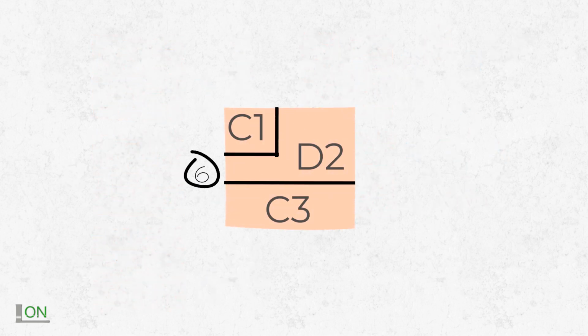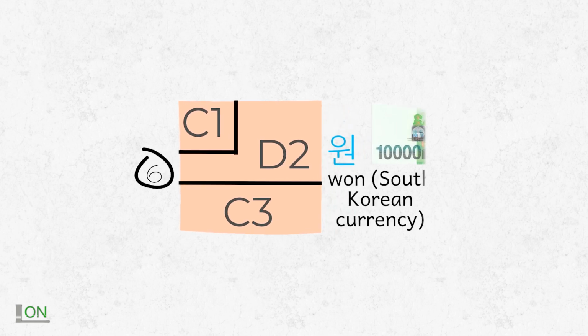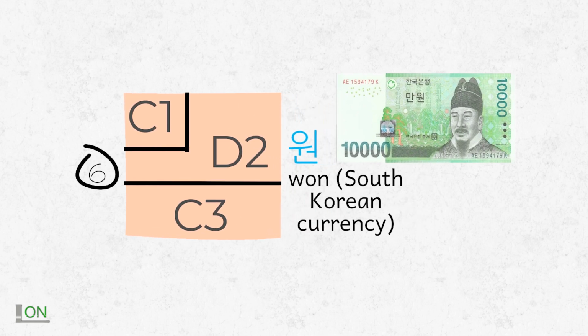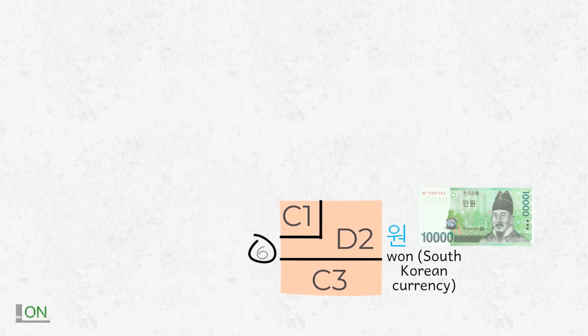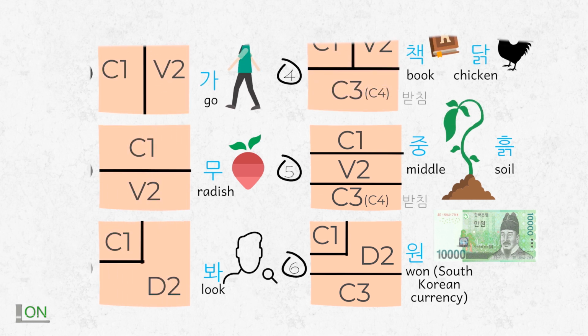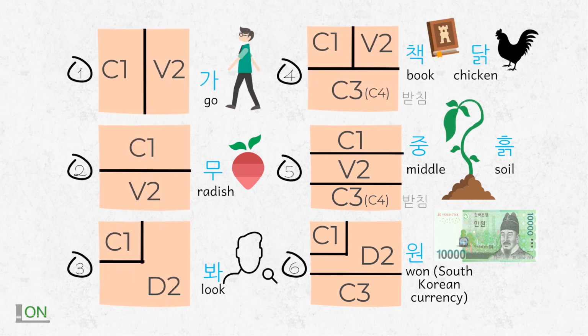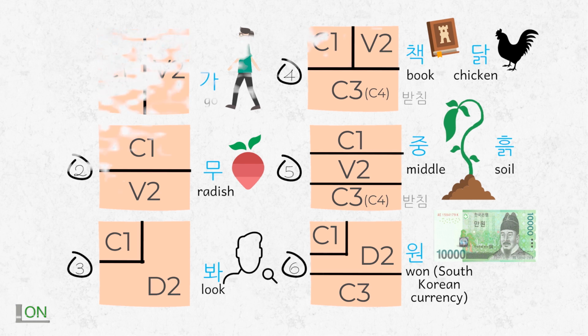So now let's look at the last block. Here you can see in the small square is C1, then D2, and below all of this is C3. The example of it can be the word 원, won, which means won, the South Korean currency. As you can see, all 6 blocks begin with only a consonant. So in Korean, a word cannot begin with a vowel, only with a consonant.